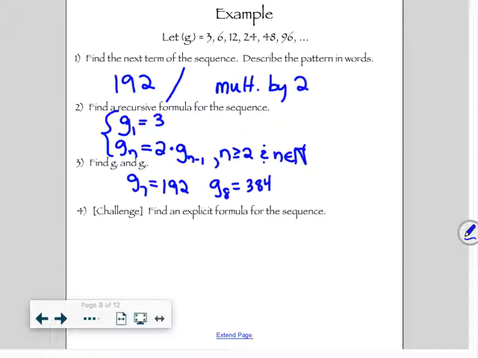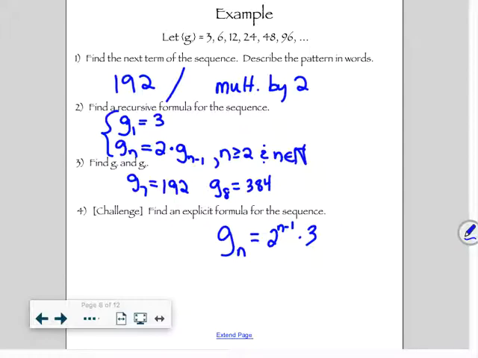All right, now this one's tricky, but I think somebody in here can figure it out. Explicit. Anybody? Did you come up with it, Eddie? What'd you get? G of n equals 2 to the n minus 1 times 3. All right, nice work. You were so close. You just had them flipped. Yeah, you were really, really close.